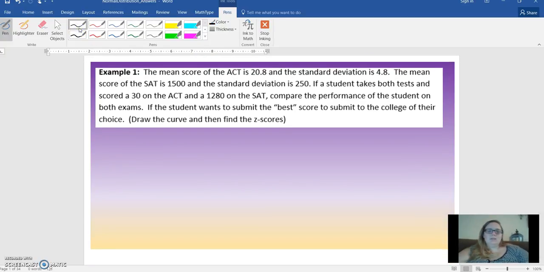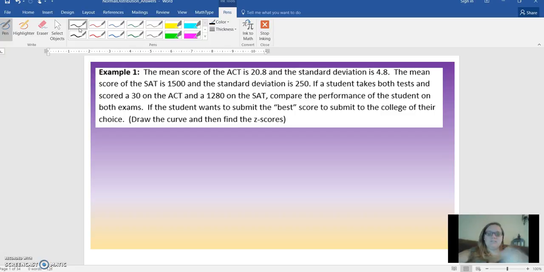The mean score of the ACT is 20.8, standard deviation is 4.8. Mean score of the SAT is 1500, and the standard deviation is 250. If a student takes both tests, scored a 30 on the ACT and 1280 on the SAT, compare their exams, and if they want to submit the best score, what should they do?